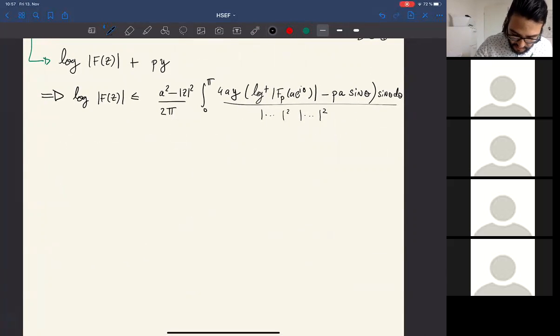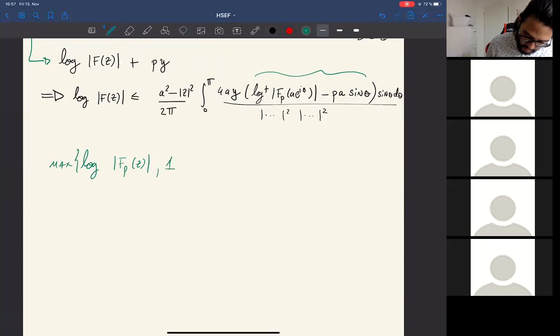And then you realize that this term here, so what is this guy? I would do in green. Well, this is a log plus, it is just the log of f p of z, and then you take the max with 1, okay, and then you take a minus p a sine theta. Oh, this guy is a i theta, okay, but then this also can be split in two parts.